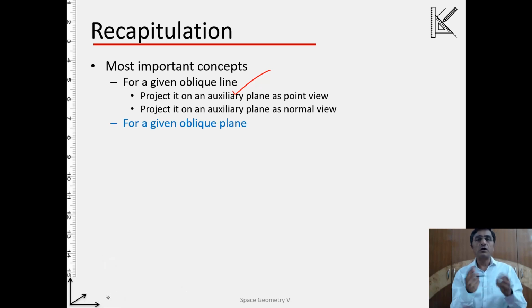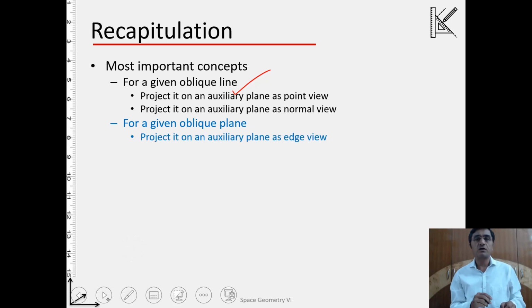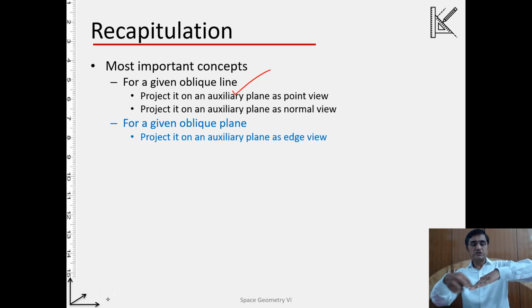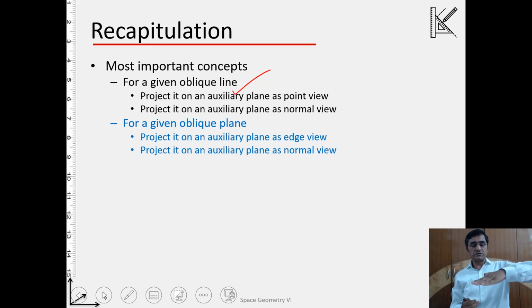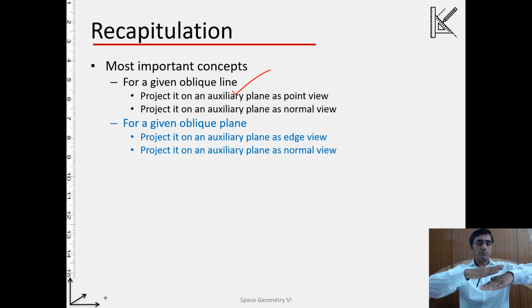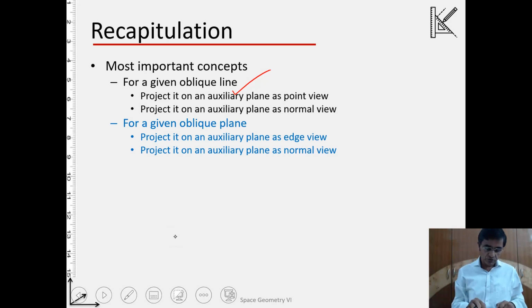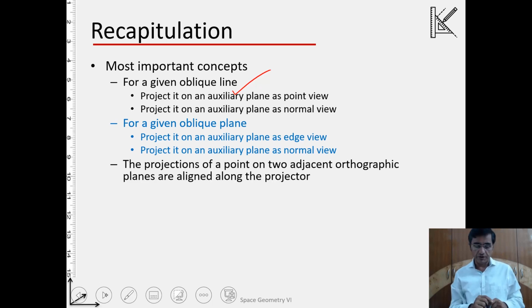Then for an oblique plane also, we know the method that for a given plane, I can see the edge view of the plane by generating an auxiliary plane which is perpendicular to the plane. On that auxiliary plane, this oblique plane will make the edge view. We can also have a normal view of this. If I have a plane parallel to this oblique plane, it will be projected onto the auxiliary plane as a normal view. So this part also we know the method how to do it.